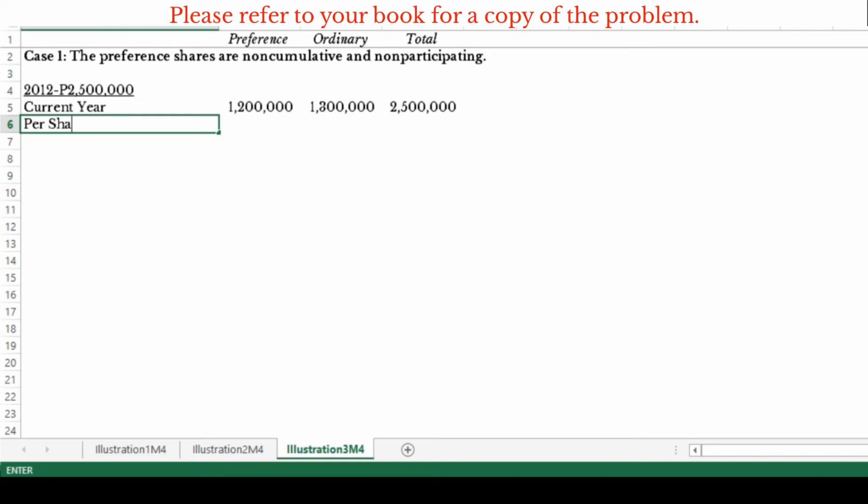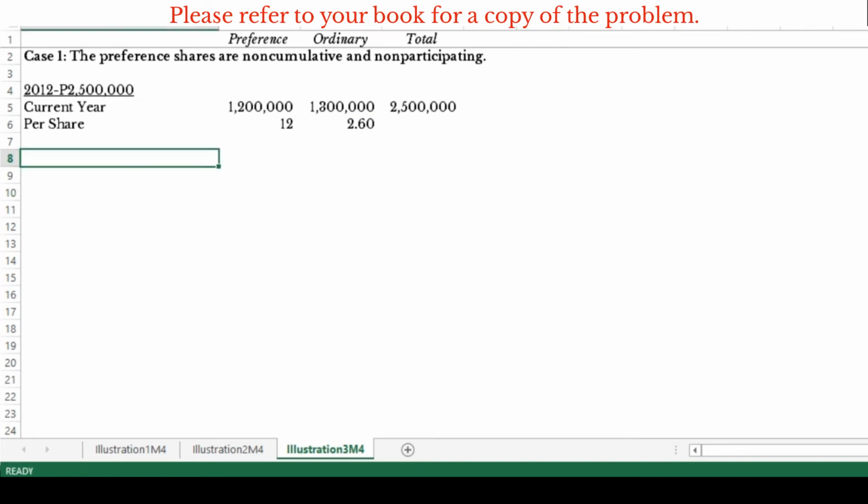Now if we are going to compute yung per share, that would be yung 1.2 i-divide lang natin sa 100,000 shares. Okay? Then yung atin pong ordinary shares, 'di ba? We have 1.3 na dividends and we have 500,000 outstanding shares. So we divide that by 500,000. Ang ating dividends per ordinary share is 2.6 pesos. Okay, next for the year 2013, nag-declare tayo ng 3.5 million na dividends.